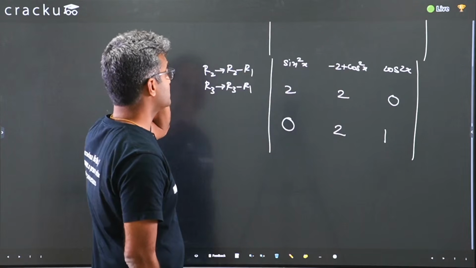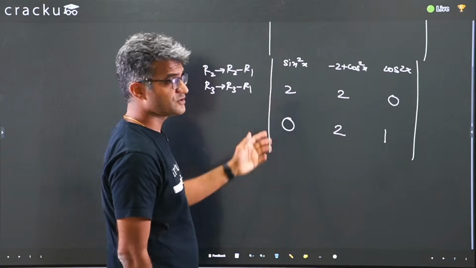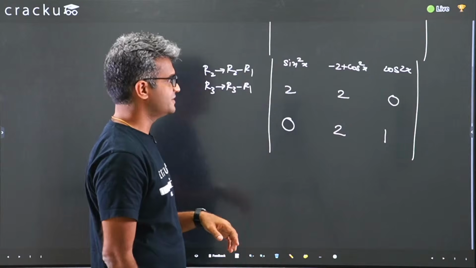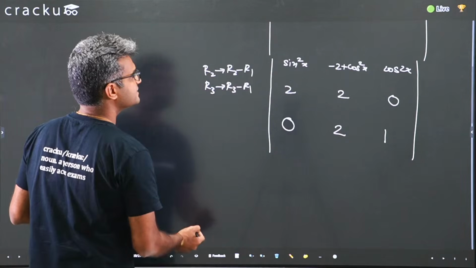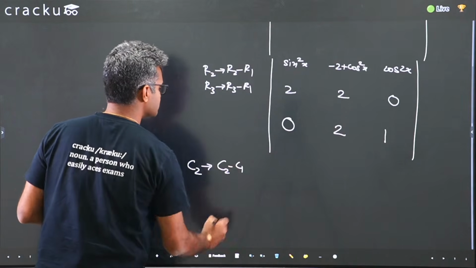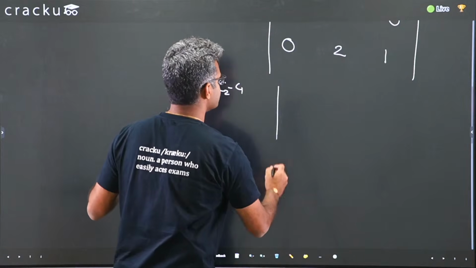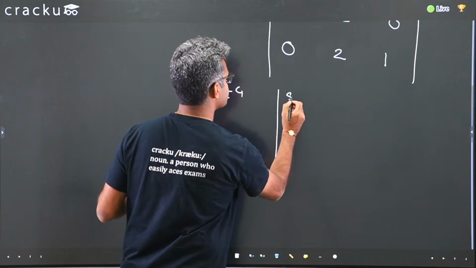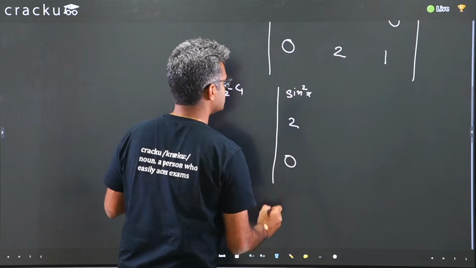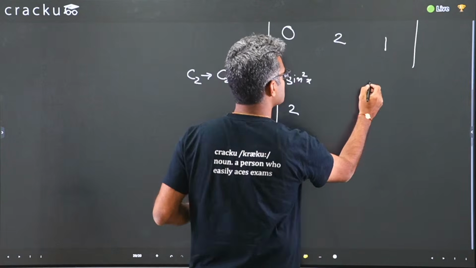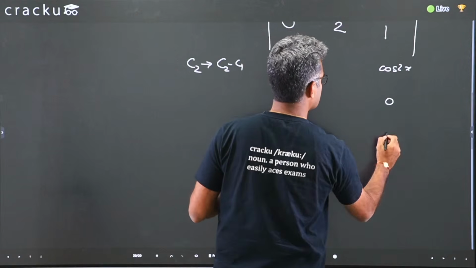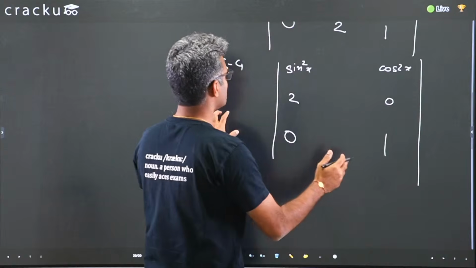Now if you look at any of the rows, we have a couple of zeros. We can just try to get one more zero, and then it will be easy to calculate the determinant. So for example, if you replace the second column with second column minus first column, the first column will be the same. So this is sine square x, 2 and 0. The third column will be the same, it is cos 2x, 0 and 1. And the second column, I am just replacing it with second column minus first column.